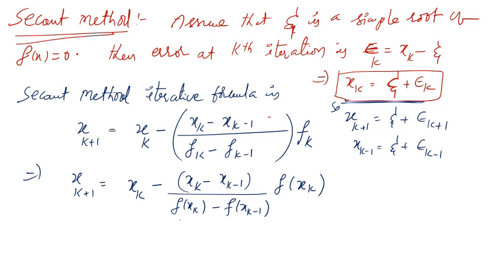Is this clear? To derive the rate of convergence of the secant method, xi is assumed as a non-repeated root, meaning a simple root. The error at the kth stage is epsilon k equal to xk minus xi, then xk equals xi plus epsilon k. I'm writing the iterative formula of the secant method, where fk means f of xk, and f of k minus 1 means f of xk minus 1. Let us substitute these three in this formula.